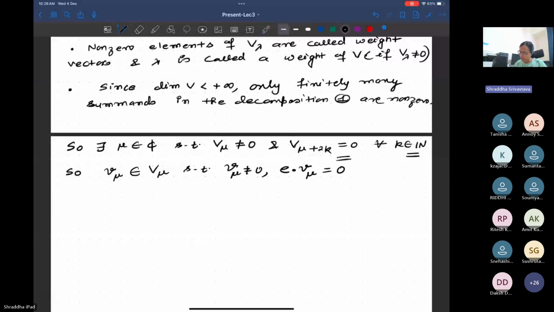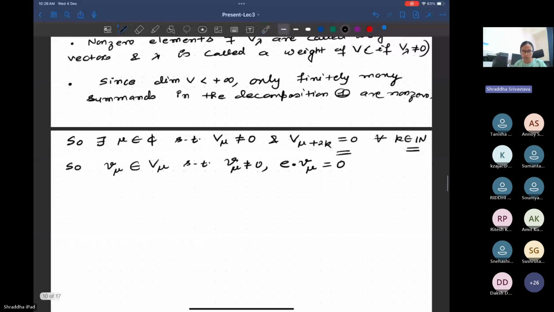Okay. So V mu is non-zero, but E is going to kill it. Such a vector has a name. They are called maximal vectors, but we are not going to say much in detail about this. We don't require much of this terminology. So this is a maximal vector, V mu.